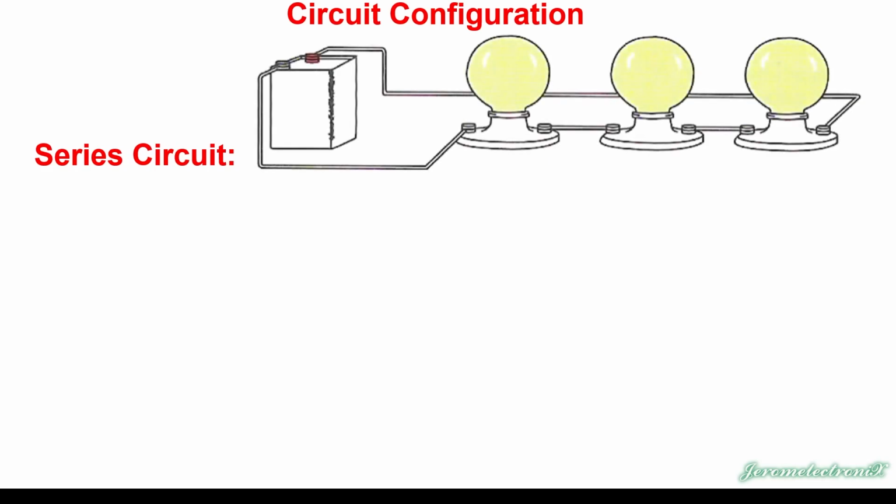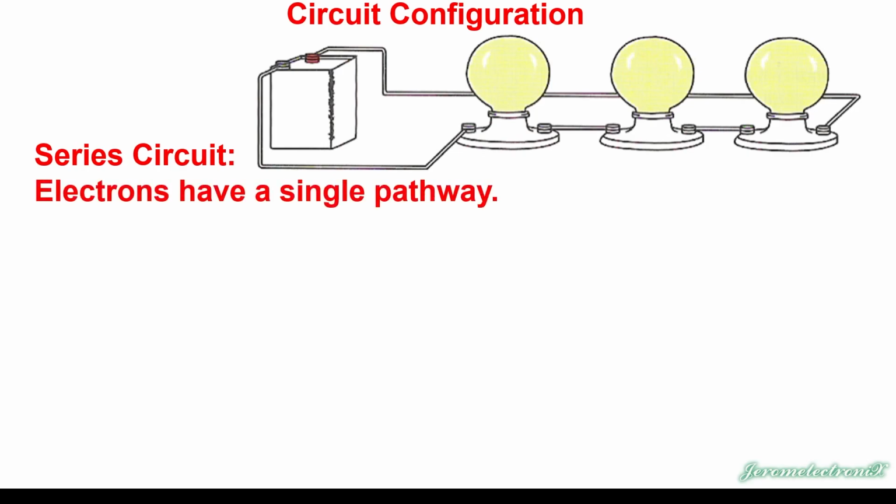Okay, we're going to talk a little bit about circuit configuration. In other words, what's the difference between a series circuit and a parallel circuit? So here's an example of a series circuit. Electrons have a single pathway. They do not have any choices. They have to go through the entire circuit or none at all.